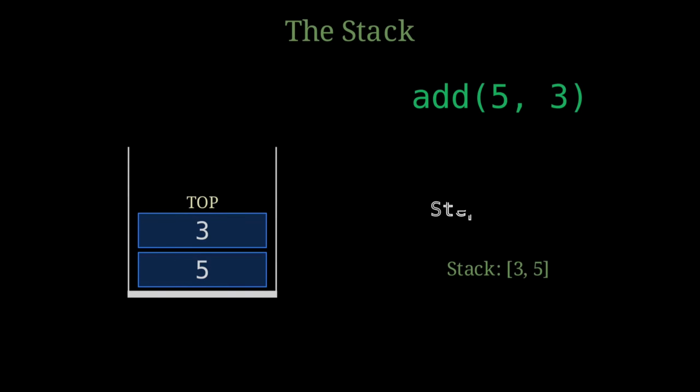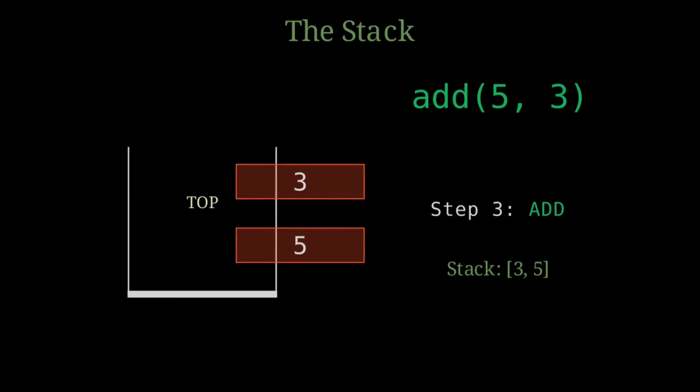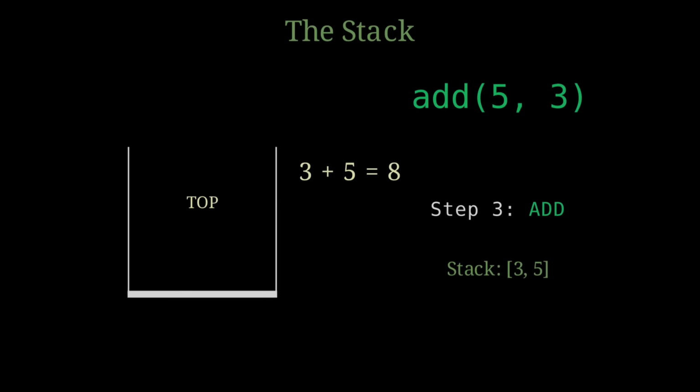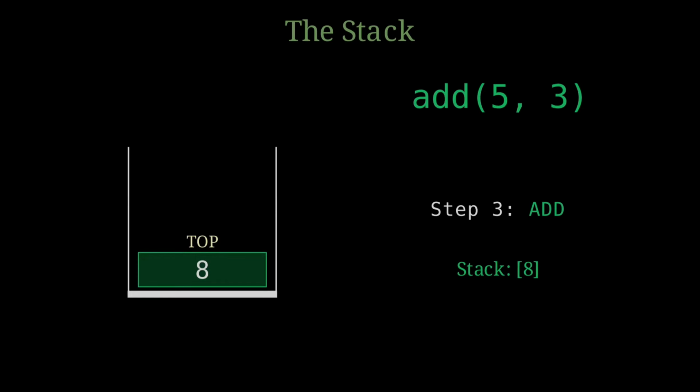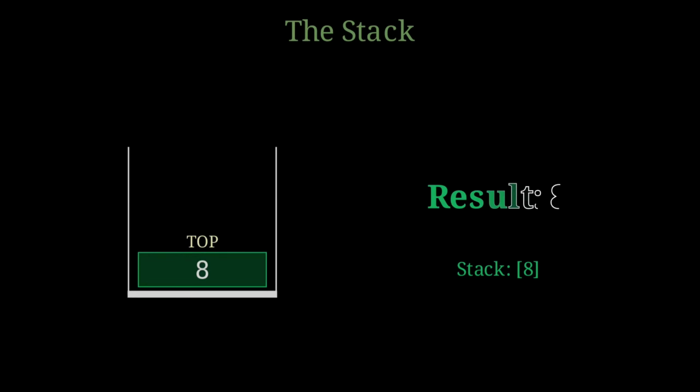Step 3. The EVM executes the add opcode. Add takes the top two items from the stack. It pops off 3, it pops off 5. It adds them together. 3 plus 5 equals 8. Then it pushes the result back onto the stack. Now the stack has one item, 8. That's our answer. The result sits at the top of the stack, ready to be returned.